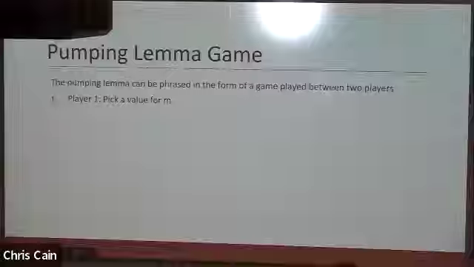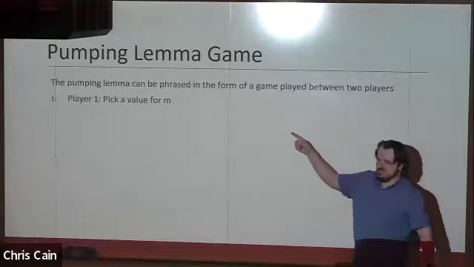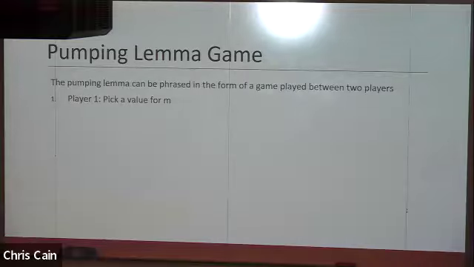Player 1 is going to pick a value for m. It's actually going to instantiate m. When you write a proof for this, don't do this. This is only for you to envision how to construct the proof or how to think about it. Please don't do this in your own written proofs for this.